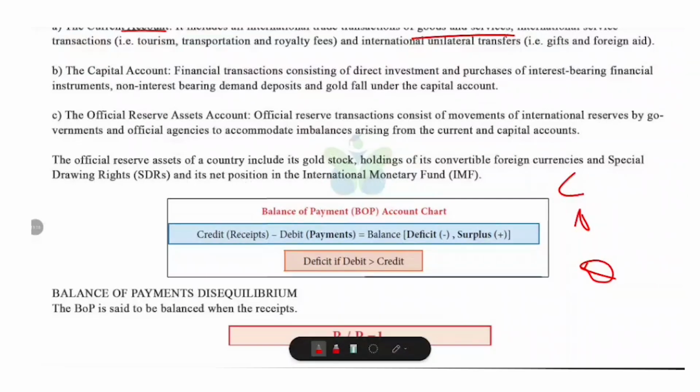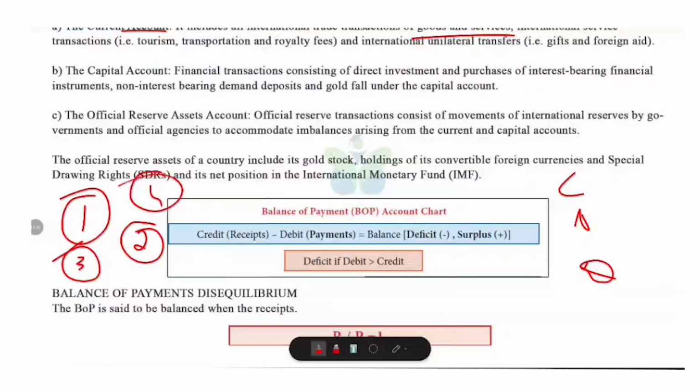Okay, and the principal debit items include, what will be included? Imports of goods and services, that means when your country buys from foreigners. Then transfer payments, that is gifts, aid or remittances sent abroad. Then lending to foreign countries, that is loans extended to other nations. Then investment by residents in foreign countries, such as foreign stocks or bonds. Then purchase of official reserve assets or gold from foreign countries or international agencies.